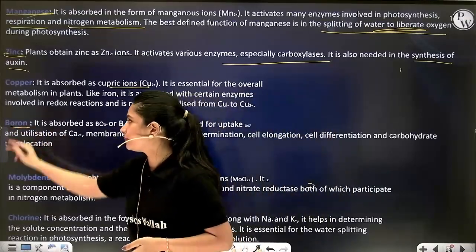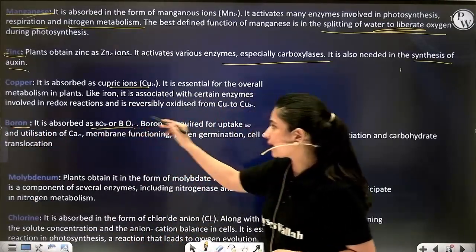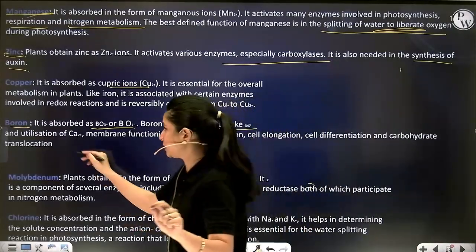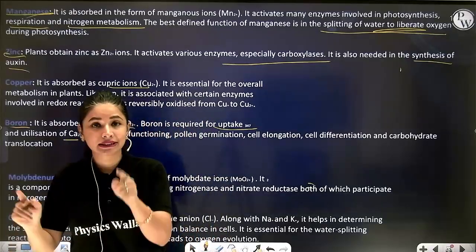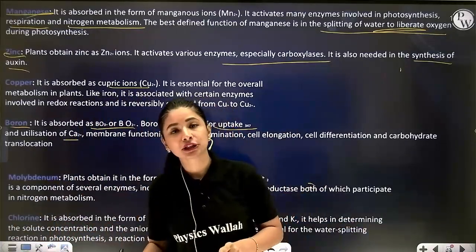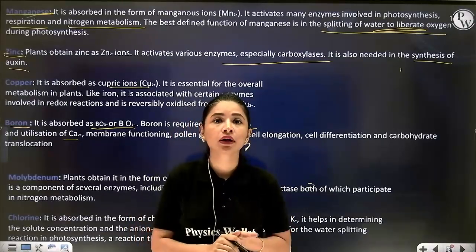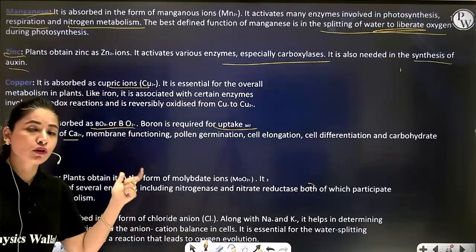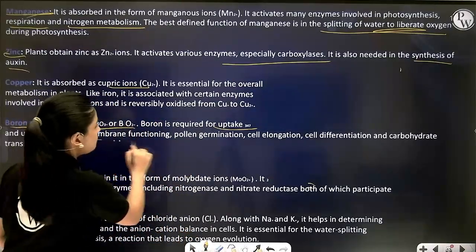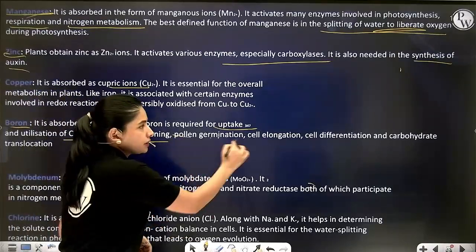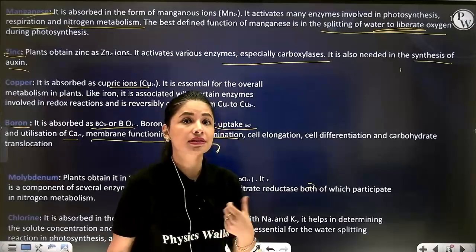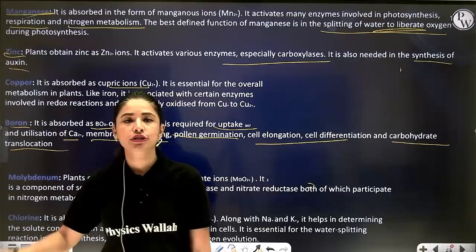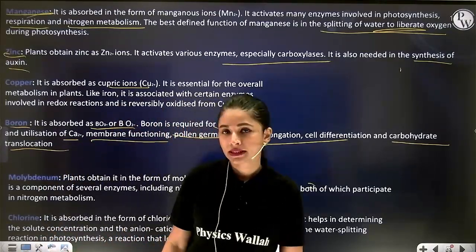Moving ahead, boron. It is absorbed in the form of borate ion. It is required for the uptake and utilization of calcium. So can you see, one element is dependent upon another element. Calcium uptake and utilization is dependent upon boron. Apart from the uptake and utilization of calcium, boron also helps in membrane functioning, pollen germination, cell elongation, cell differentiation, and carbohydrate translocation. Clear? Yes or no?